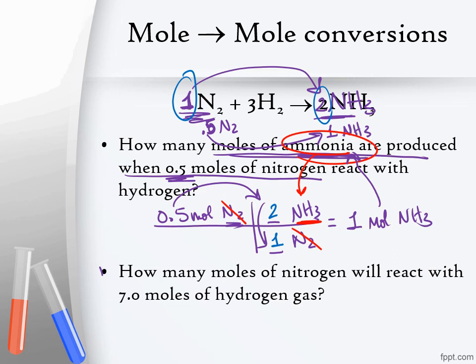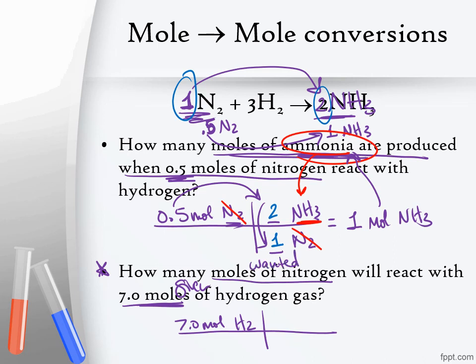Let's do this one. How many moles of nitrogen will react with 7 whole moles of hydrogen gas? So I'm going to start with this 7 moles of hydrogen gas. That's going to be my given. My wanted is moles of nitrogen. So I want to figure out how many moles of nitrogen will react. I'm given hydrogen. I want hydrogen to go away, so I'm going to put it on the bottom. I want to find nitrogen, so I'm going to put it on the top.